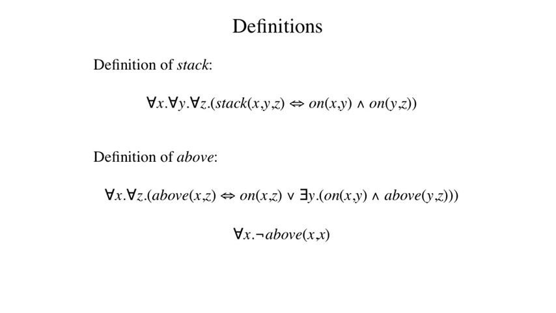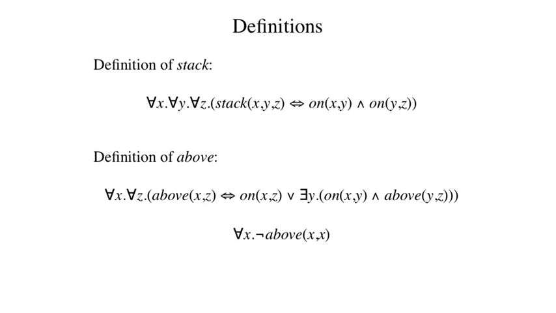The above relation is a bit tricky to define correctly. One block is above another block if and only if the first is on the second, or it is on another block and that block is above the second. Also, no block can be above itself. Given a complete definition for the on relation, these 2 sentences determine a unique above relation.